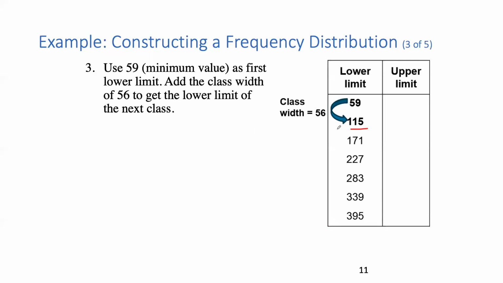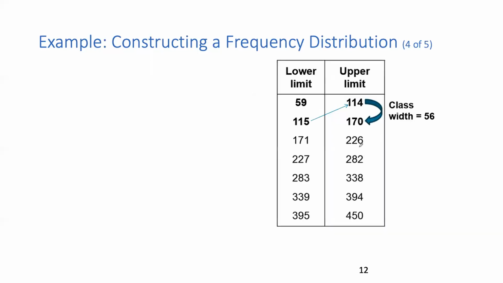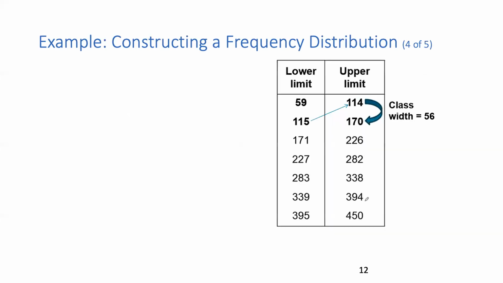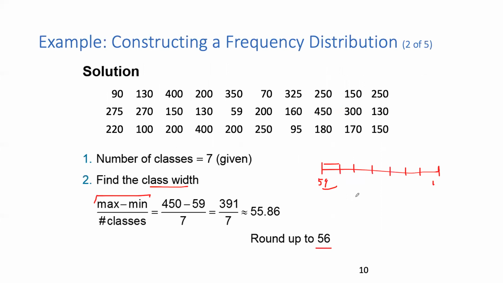And then I keep doing this entire enterprise. So 115 plus 56 is going to be 171, right? So the third class begins at 115 plus the class width, 56, so 171. The fourth class will begin at 227, which is 171 plus 56. 227 plus 56 is 283. 283 plus 56 is 339. 339 plus 56 is 395, right? So now I found the lower limits of each of these classes.